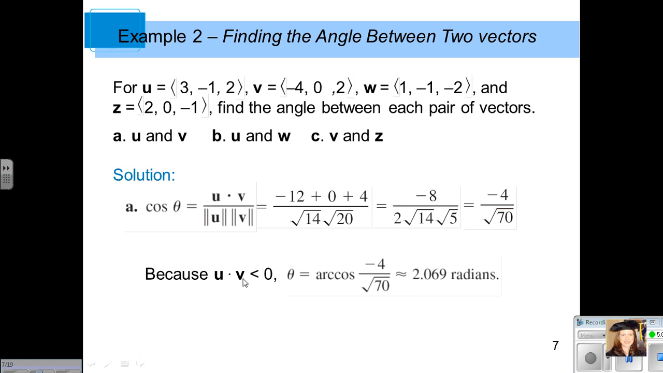Now, since u dot v is less than 0, it's negative. That usually indicates that the angle between them is greater than 90 degrees.